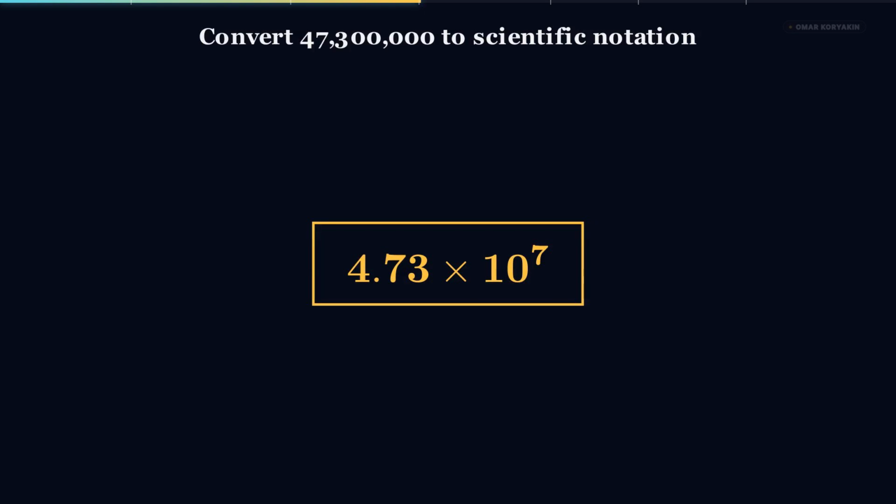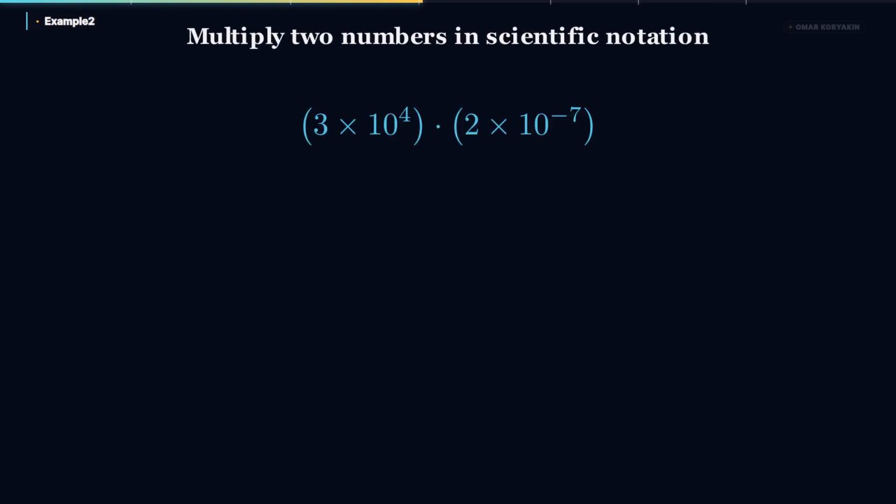decimal shift. Here is the second worked example, multiplying two numbers that are already in scientific notation. The expression at the top is open parenthesis 3 times 10 to the 4th, close parenthesis, multiplied by open parenthesis 2 times 10 to the negative 7, close parenthesis. The coefficients are 3 and 2, the exponents are 4 and minus 7.